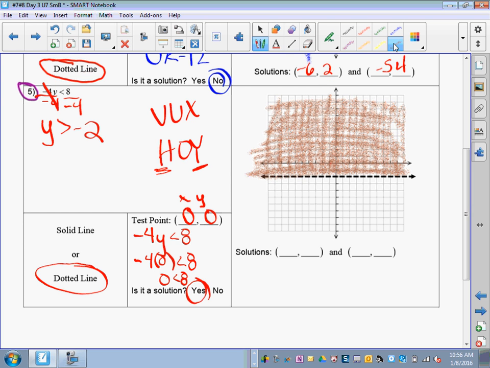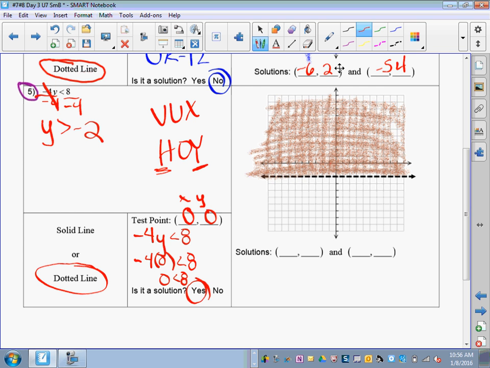Alright, so now we need to write solutions. That's going to be something within my shaded region. Yes, Dave. Joe, what's going to be one of my solutions? Yes, I do know, but I don't know if you know. It could be anything in the shaded area. So pick something in the shaded area.